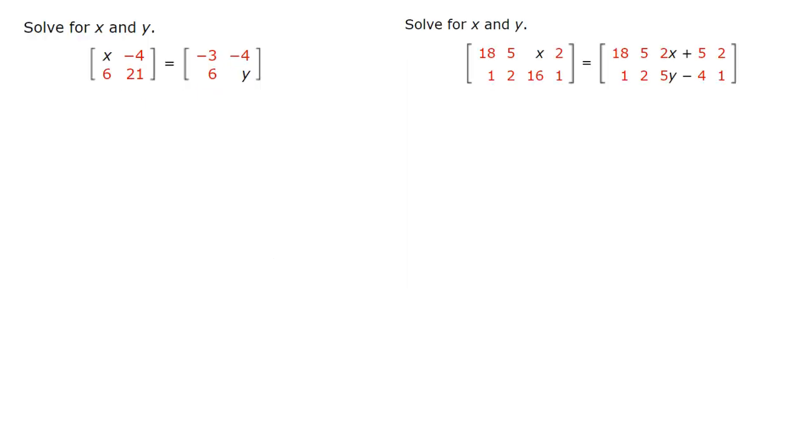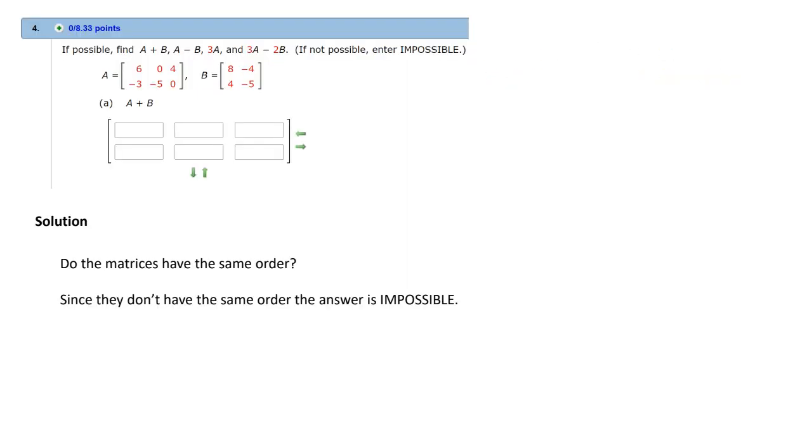So I only did the first one, but let's go ahead. Then we can't do any of the rest. Since they're not the same size, I cannot subtract these two matrices. But I could do 3a, right? 3a would be 3 times 6, which is 18, 3 times 0, which is 0, 3 times 4, which would be 12, 3 times a negative 3, which would be a negative 9, 3 times a negative 5 would be a negative 15, and 3 times 0 would be 0. That would be the only one that I could do, the 3a, because all the others are not the same size, so everything else would be impossible.